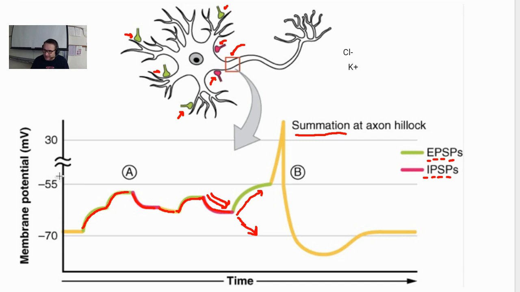And if, when they add it all up at the axon hillock, it reaches negative 55 millivolts, boom, you'll get an action potential. If it does not reach it, you will not have an action potential. The neuron will simply go right back down to its resting membrane potential. So this is summation. It's the adding up of excitatory postsynaptic potentials and inhibitory postsynaptic potentials. Excitatory stimulation, inhibitory stimulation, you add it up. If it equals negative 55 millivolts or higher, you're going to get an action potential. If it doesn't reach that magic number, no action potential will be fired.